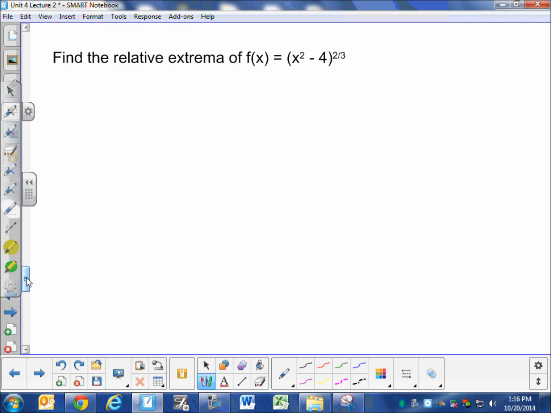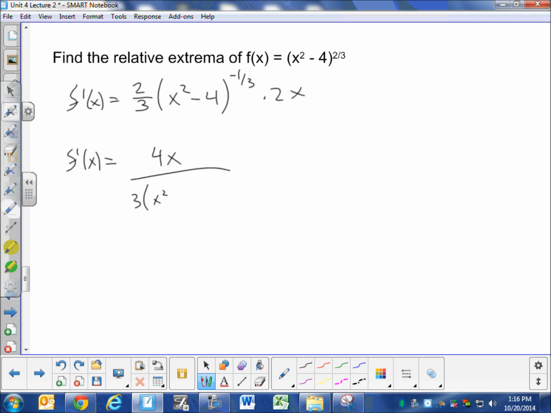Make sure you're using the chain rule. Now remember, for critical points, 0 or undefined, set your numerator and your denominator equal to 0.